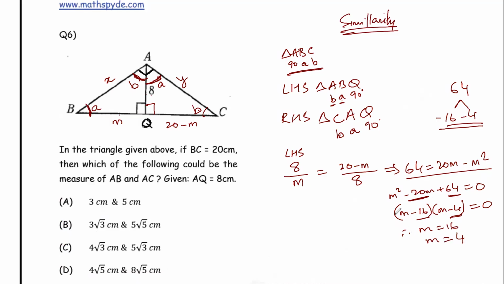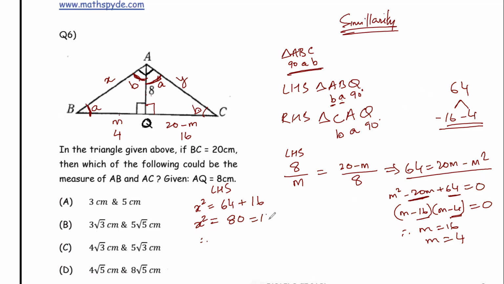Once we know M, let's take this as 4, then this is 16. So now I know that X square is equal to 64 for the left hand side plus 16, which is equal to 80.